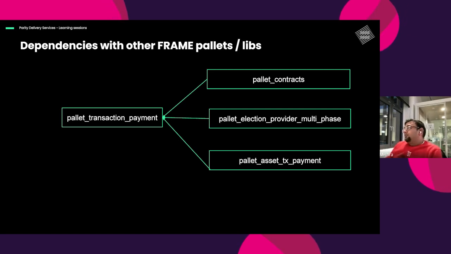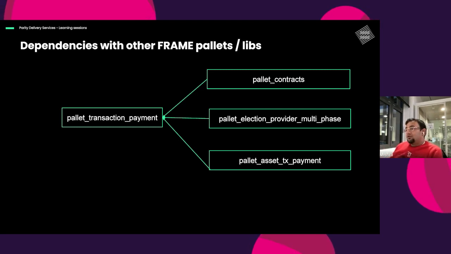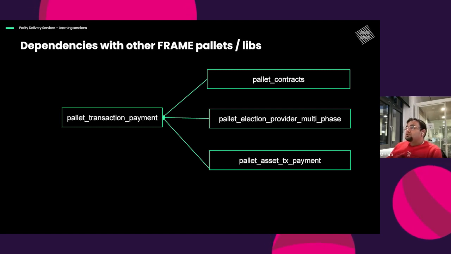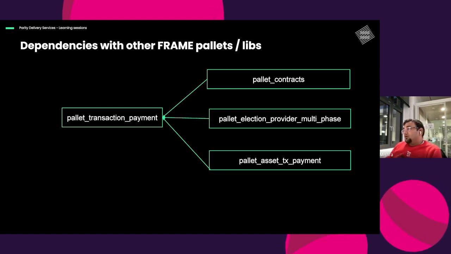Now, we talk about the dependencies. The transaction payment pallet is not dependent on any other pallet, but it is a dependency of a few pallets. For example, pallet contract, pallet election provider multi-phase, and pallet asset transaction payment. The pallet contract uses it to fetch information about the current weight price. Pallet election provider multi-phase uses it to estimate the fee for a call. The asset transaction payment is used when you want to pay the transaction fee using a custom token.